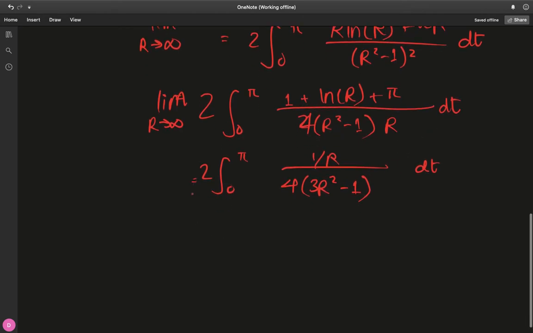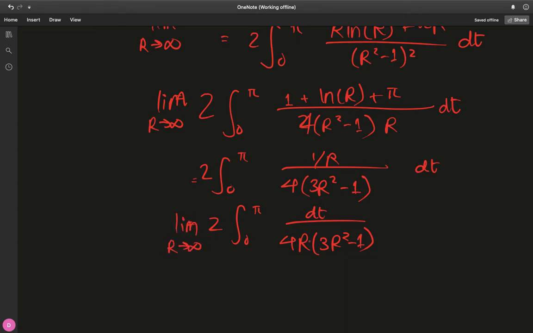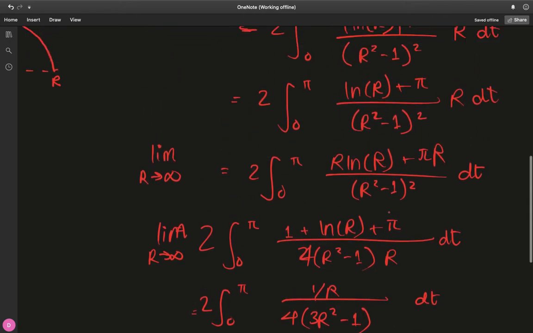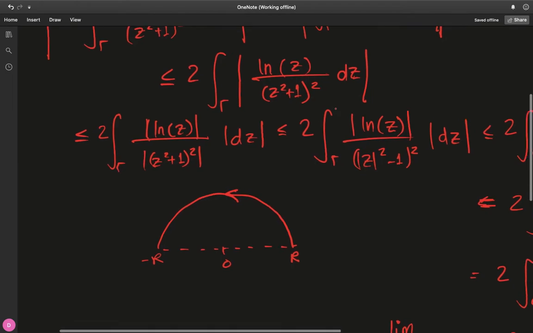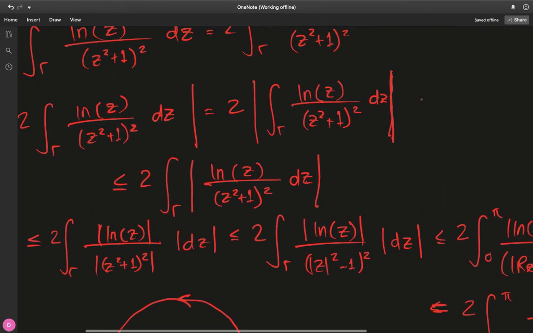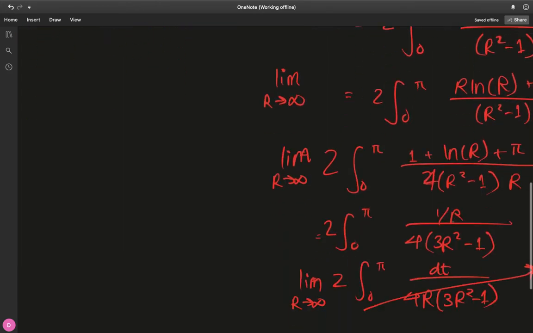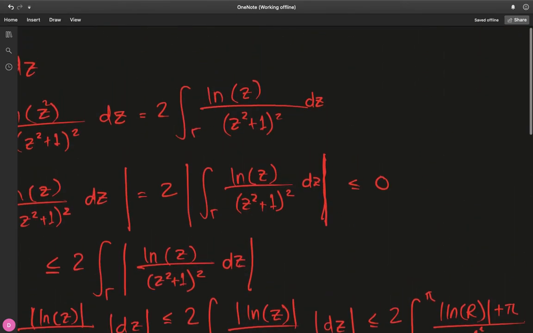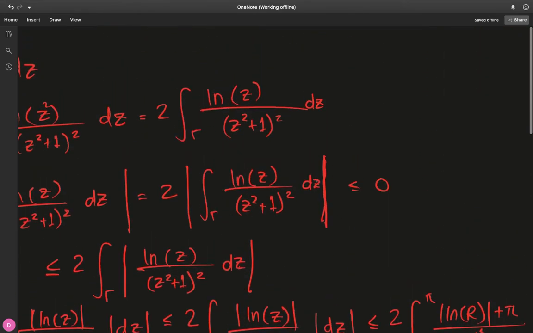And then you can just take this r down, so we have dt over 4r times 3r squared minus 1, in the limit again as r goes to infinity. So the denominator is just blowing off to infinity, which makes the entire fraction go to 0. So this entire part of gamma, the absolute value of this entire thing, is less than or equal to 0, right? Because there was always this less than or equal to inequality chain going on until this, which was 0. So this 2 times mod of something is less than or equal to 0.